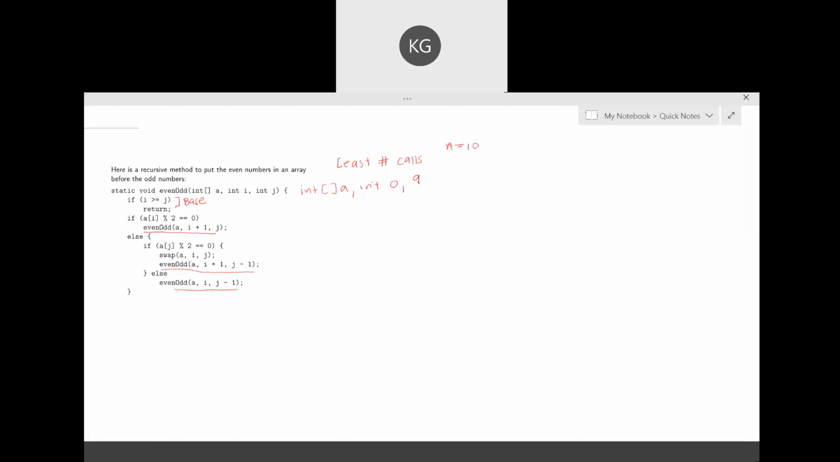Okay. So now that we have that, we need to do the least amount of calls. So look at our 3 function calls right here. We have even odd A, i plus 1, and then j; and then i plus 1, j minus 1; and then i, and then j minus 1. So which one of those 3 cases is going to get us to i being greater than or equal to j the fastest?